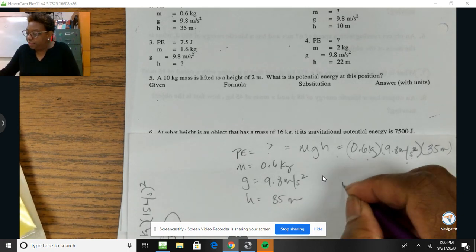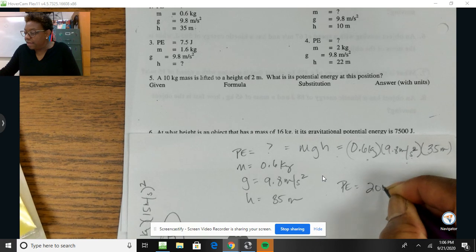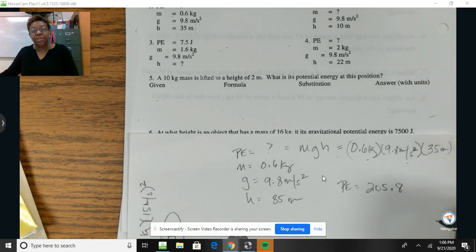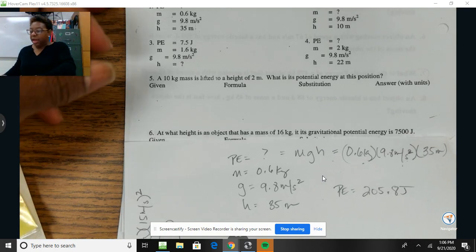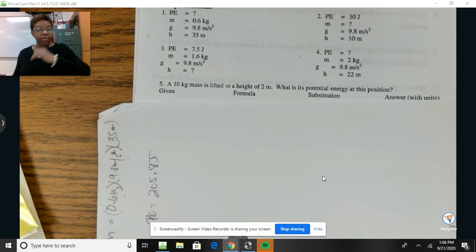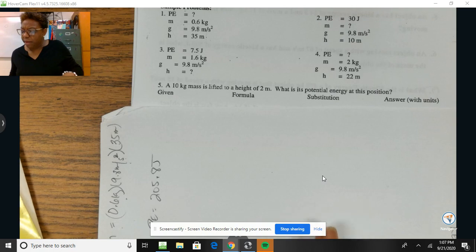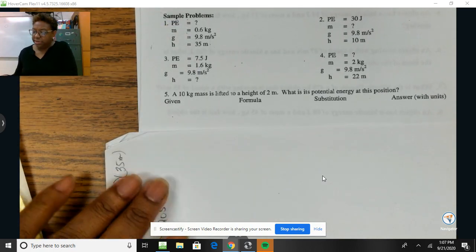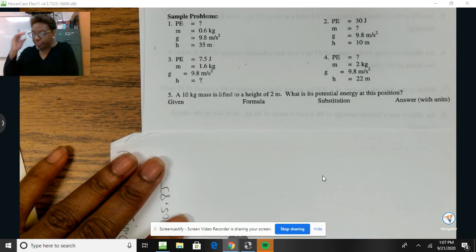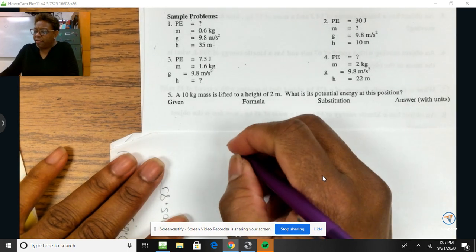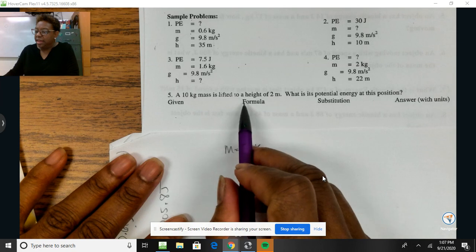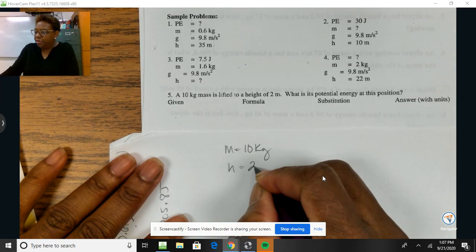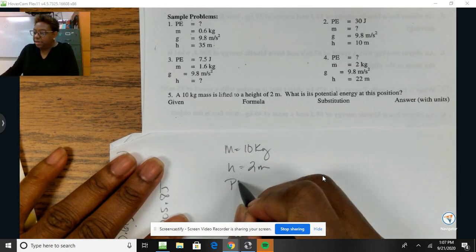We should get for potential energy 205.8. And what is the unit of potential energy? Joules. Now I want to do one in the word problem, as the word problems are sometimes a little more cumbersome for us. I've got a 10 kilogram mass. So I know my mass is 10 kilograms, lifted to a height of 2 meters. And I want to know the potential energy.